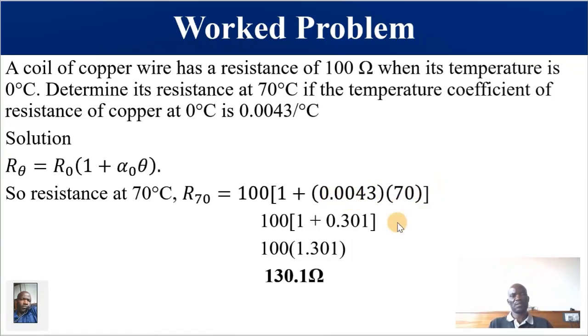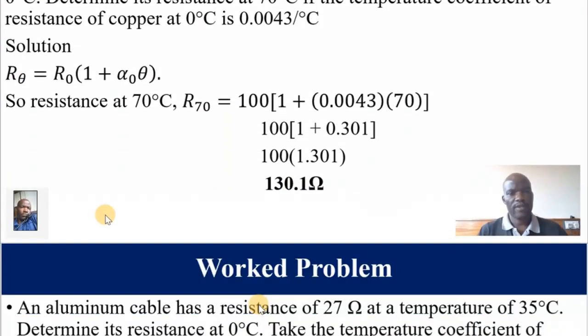If you multiply this, you get 0.301. If you add this to 1, you get this. Then you multiply it by the resistance. You must get a higher value, which is close to 130.1 ohms. So you can see that if you increase the temperature of copper, which is our conductor in this case, its resistance is going to change. It is also going to increase. So guys, take note of this formula. You must know it by heart. It must be at your fingertips, or else you will find the going tough.